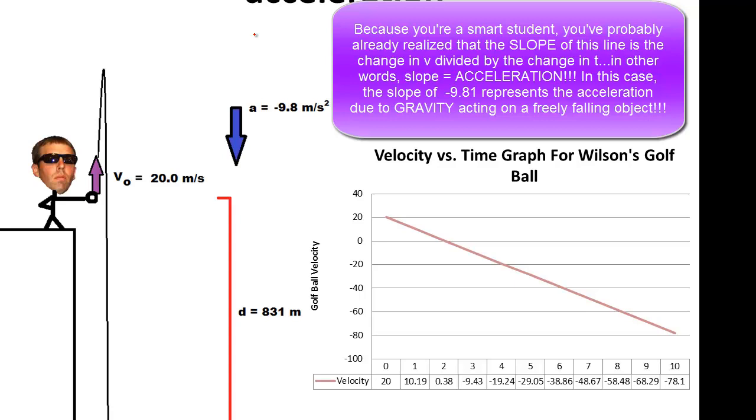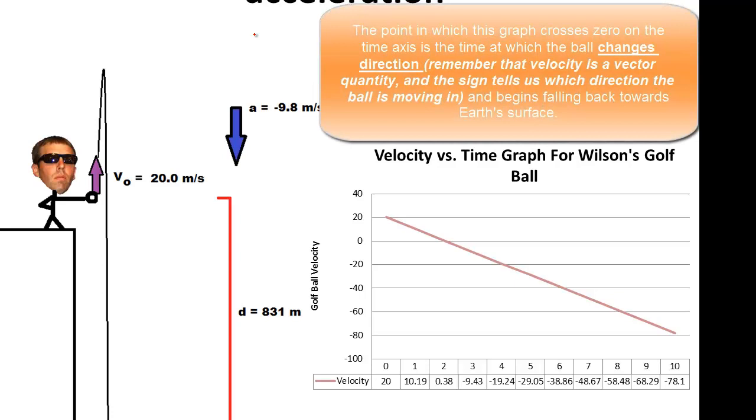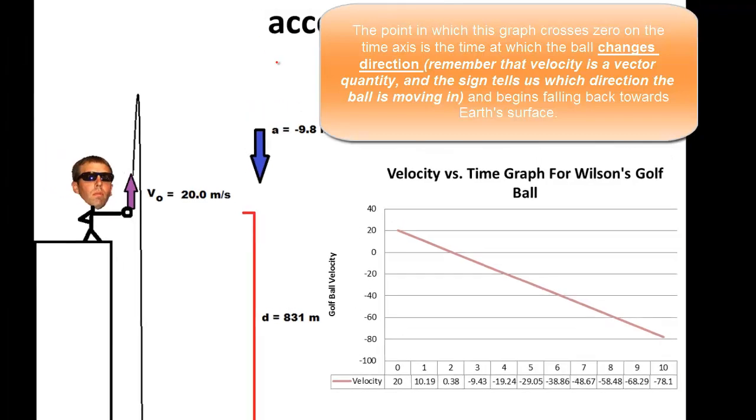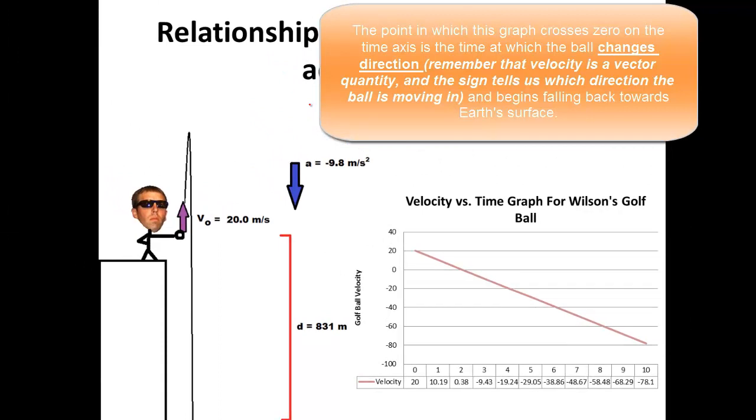2 seconds later, the ball will have an instantaneous velocity of 10.19 meters per second minus another 9.81 meters per second, or 0.38 meters per second. Notice that the velocity of the ball at t equals 2 seconds is very close to 0. This means that it has almost reached its maximum height, and it's about ready to start falling down towards Earth's surface. In fact, if we look at the velocity at t equals 3 seconds, we see that the velocity is now negative 9.43 meters per second, which means that the velocity is now directed downward towards Earth's surface. In other words, the ball is now falling downward rather than rising upward in the air.